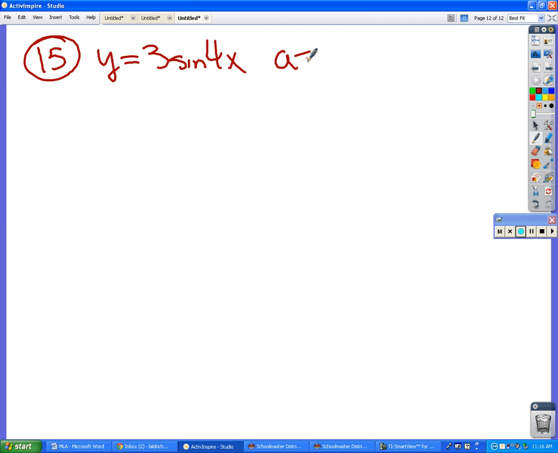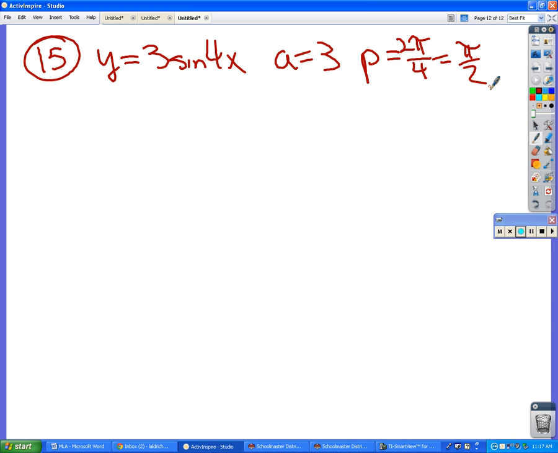Yes, the amplitude is 3, and the period is pi over 2. How'd you get the period? Isn't it like 2 pi over 4? It's 2 pi over 4, which reduces to pi over 2.